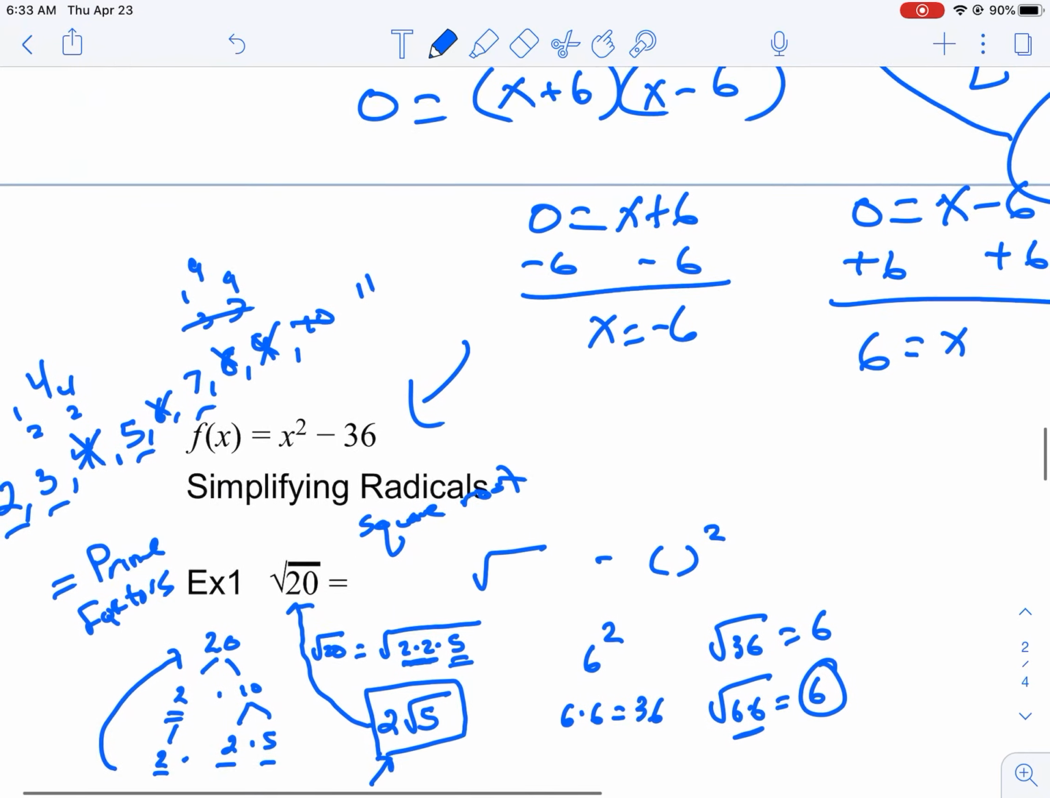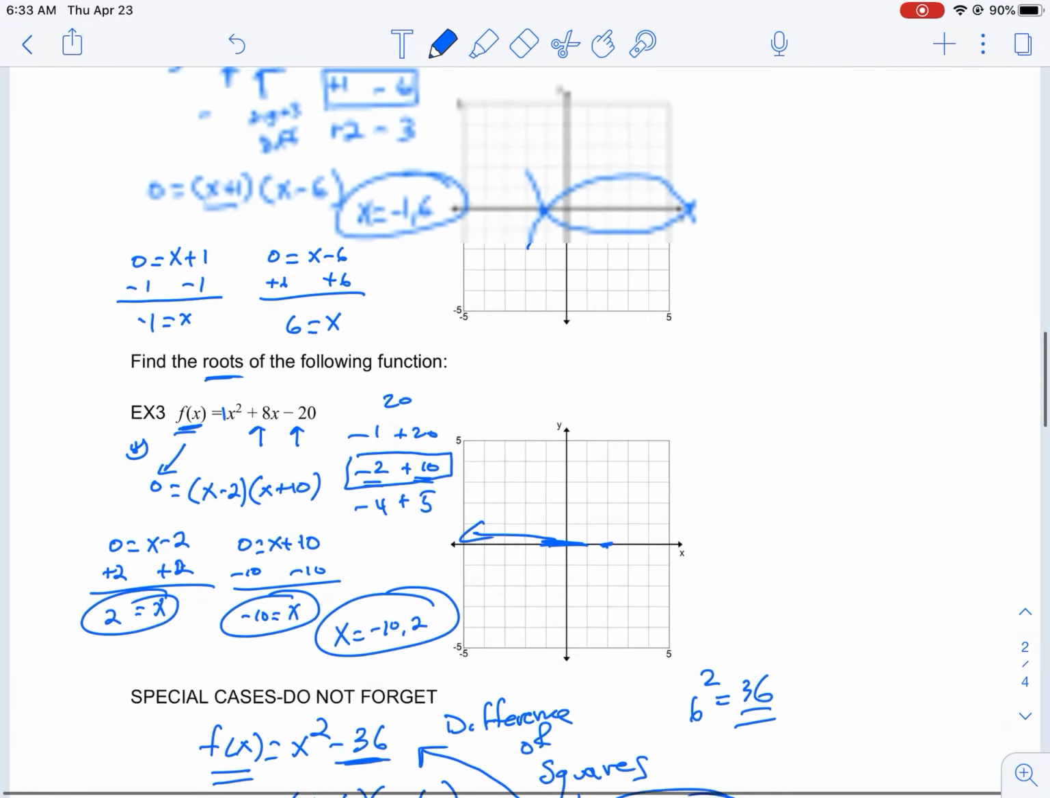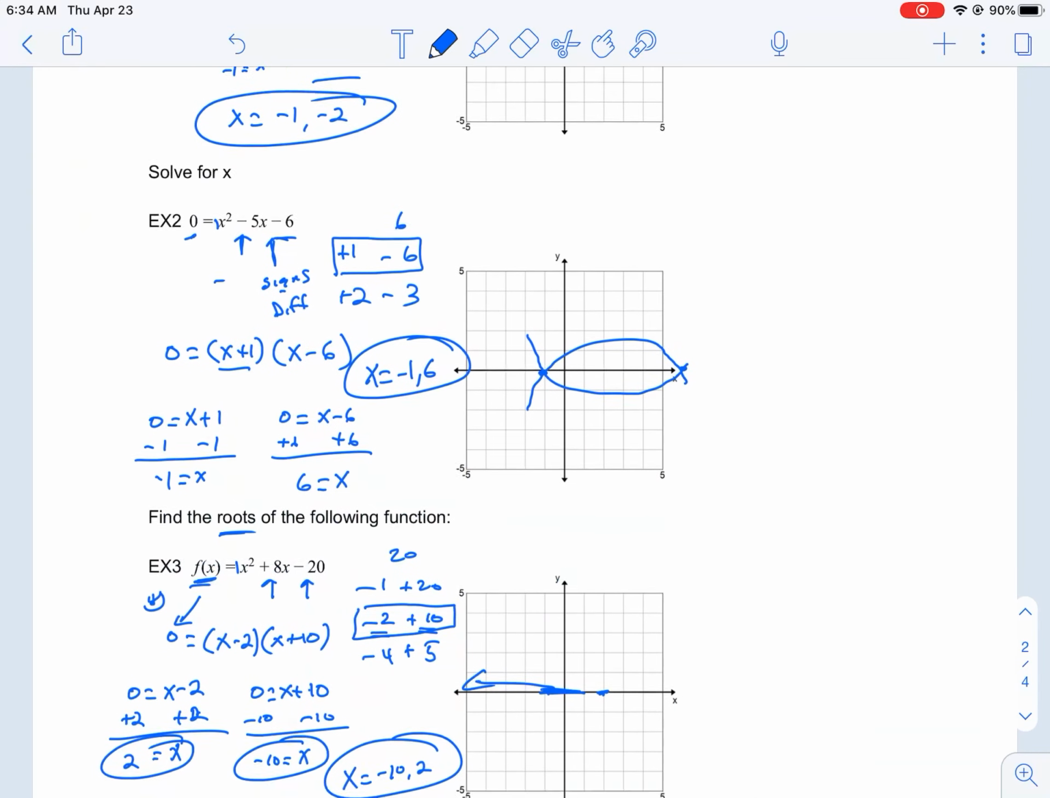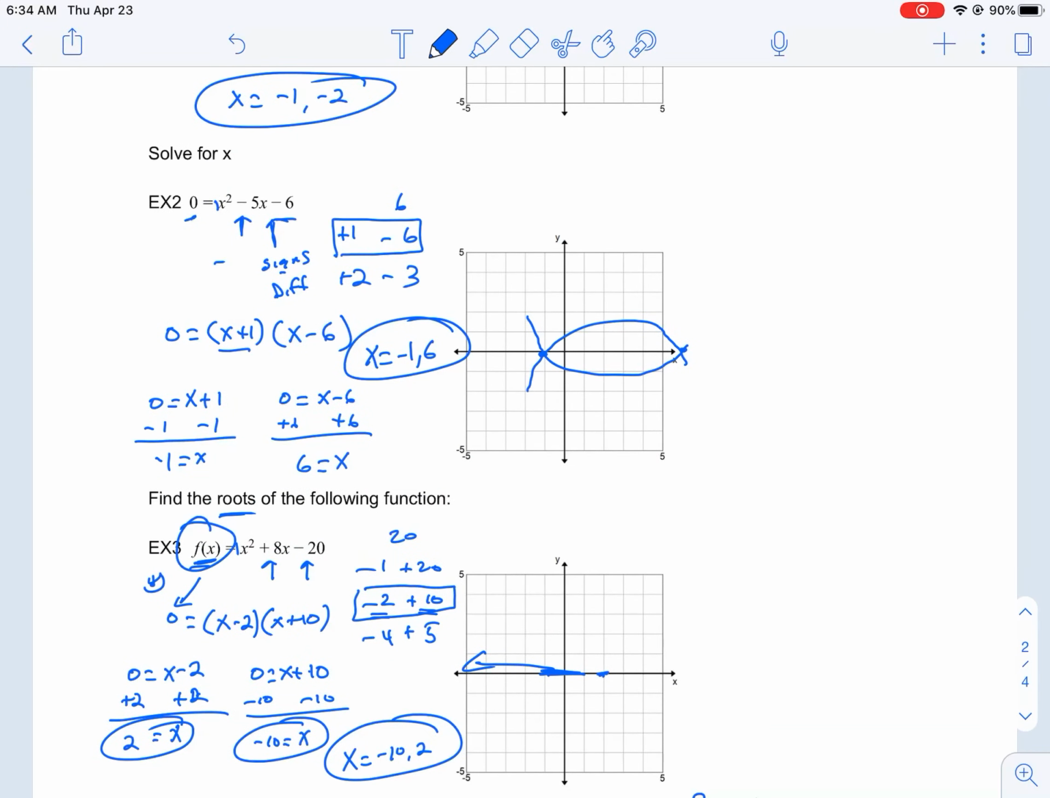So as a very quick review, I think we've done a lot of this in some way, shape, or form, but we're using factoring to solve. So these are going to be equal to 0. We don't have to graph, but I wanted you to know that when the quadratic equals 0, that's when y equals 0. And when y equals 0, we can find the x-intercepts, okay? When you have it as f of x here, we take the f of x out and we make it 0, okay? And then we do the same thing.